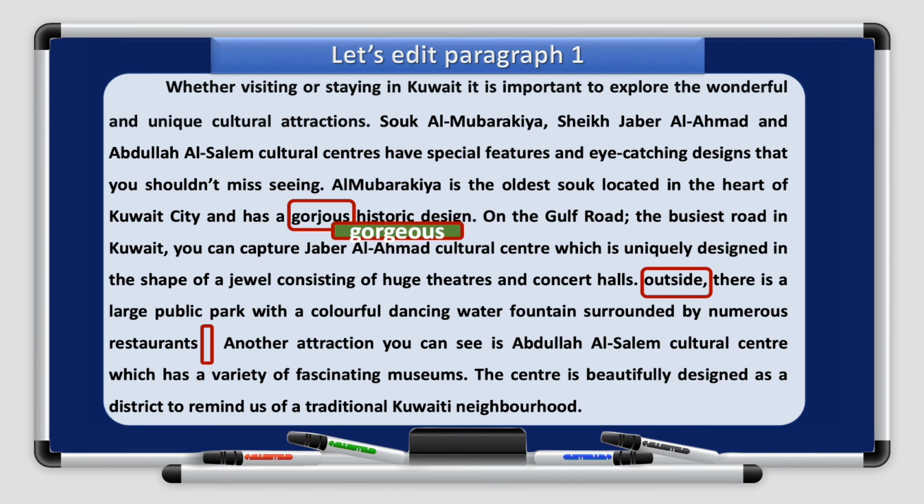What about the second mistake here, outside? Well, before it, there's a full stop, and the O in outside is a lowercase letter. So we need to correct it and write a capital O. The third mistake in our first body paragraph, there's something missing. See, I have a sentence that starts with a capital letter, but there's something missing before. The sentence before it must have been ended, right? So a full stop is missing.